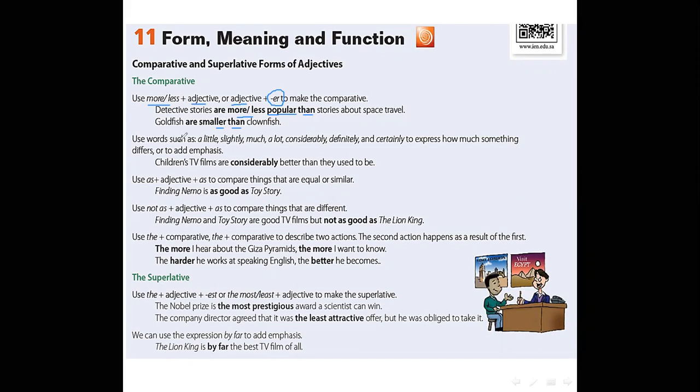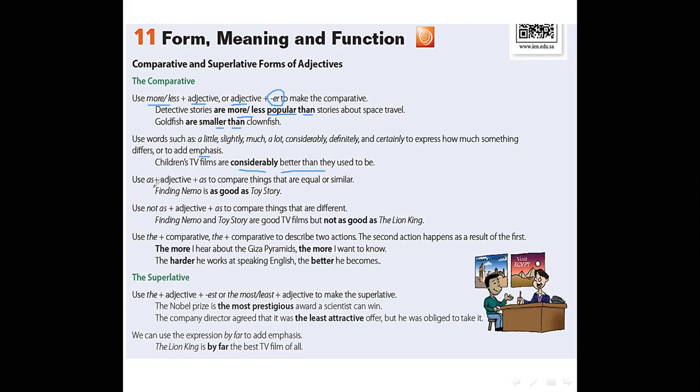We can use some adverbs like a little, slightly, much, a lot, considerably, definitely, and certainly to express how much something differs, or to add emphasis. For example, children's TV films are considerably better than they used to be. Here we add the adverb considerably and we use better than. Better is the irregular adjective for good.